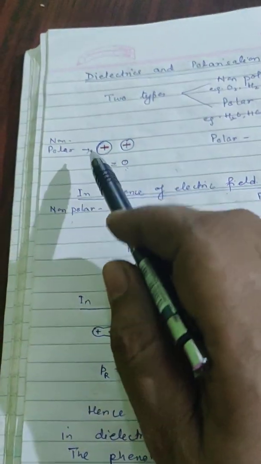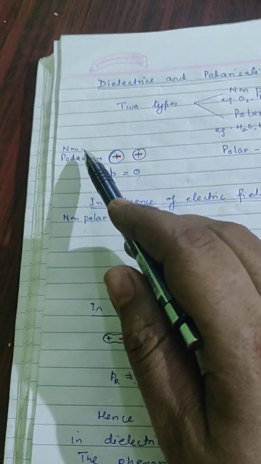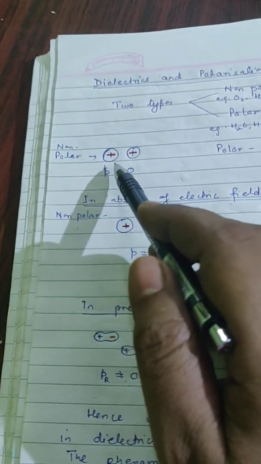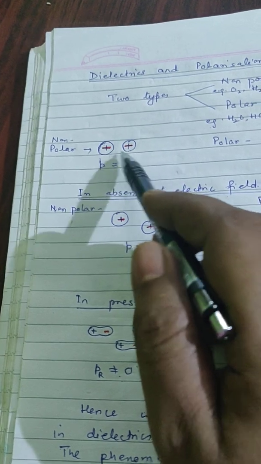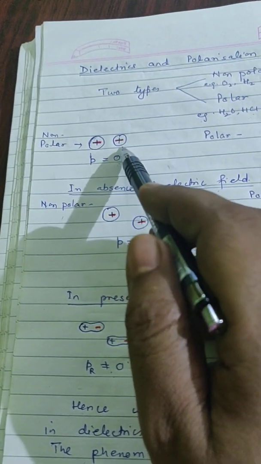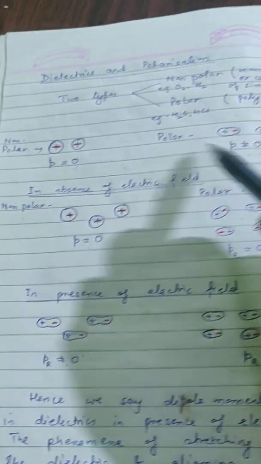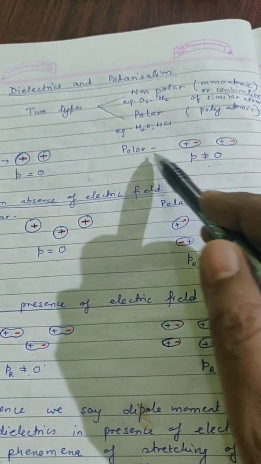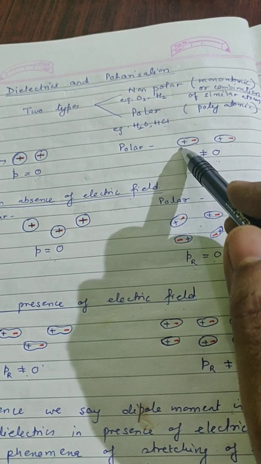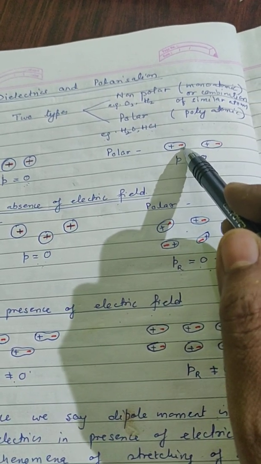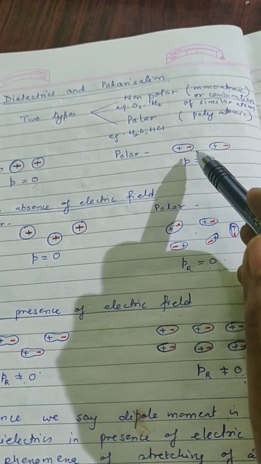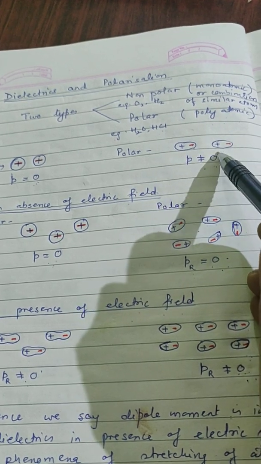Now let us come to the shape. If you view a non-polar dielectric atom, it is totally spherical in shape as the center of mass of positive and negative charge overlap. Their dipole moment is 0. But for the polar dielectrics, the shape is slightly ellipsoidal. The center of mass of positive and negative charge are separated, so their individual dipole moment is not 0.